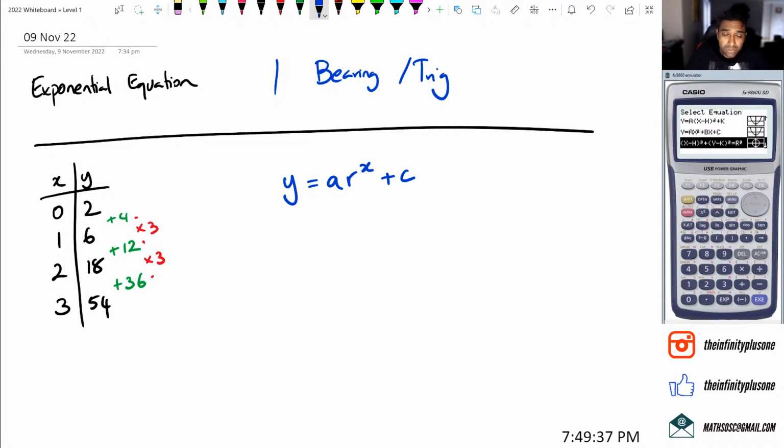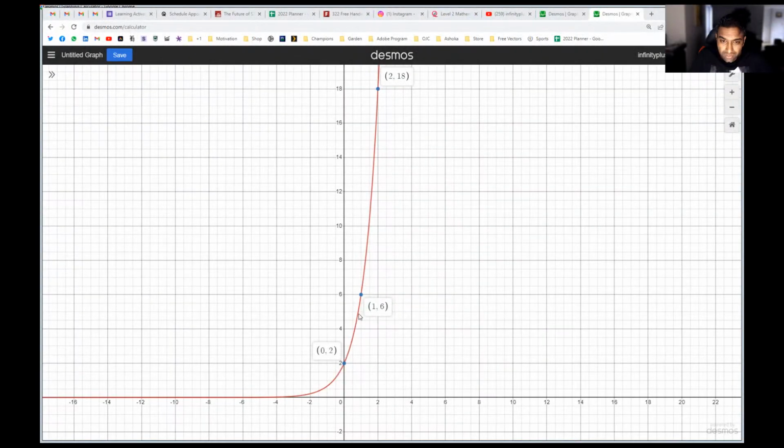Now I've given you a bit of an easy start here, because I've actually given you what the C value is. Remember, the y-intercept is when x is equal to 0, so I can straight away say that C is equal to 2 in this case, because it's cutting the y-axis at 2. And it's evident if you look at the graph itself. So that's the C value right there. It makes things a little bit easy for you.